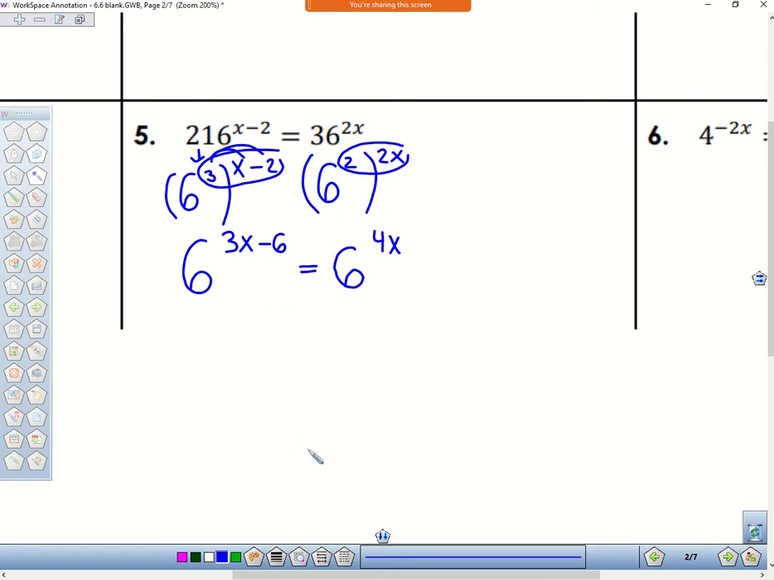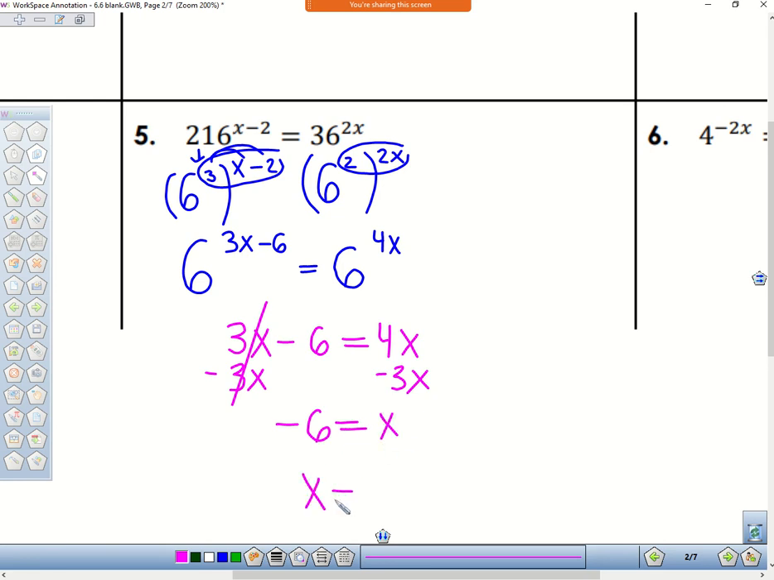Now once you have a common base, what can you do with the two exponents? You got it. Set them equal to each other. And then from here you're just solving for x. So I can subtract 3x on both sides, which leaves me with negative 6 is equal to x, which means x is equal to negative 6.